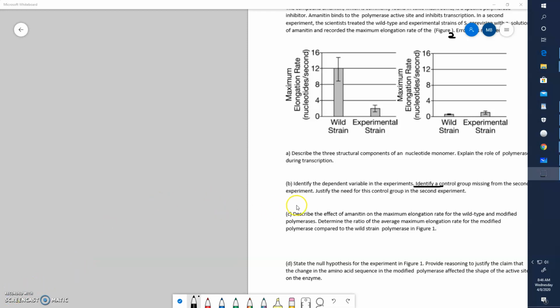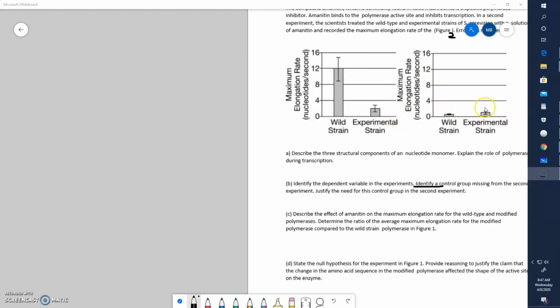All right, so the effect of amytin on the maximum elongation rate for the wild strain. If we're comparing these two, with amytin and without amytin, very clearly it goes down. That's pretty easy. So the effect would be to decrease the rate on the wild strain.